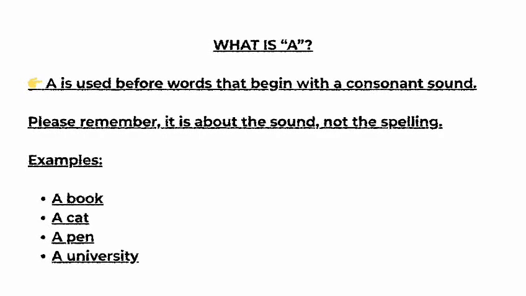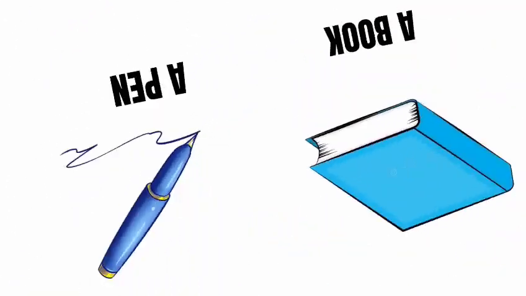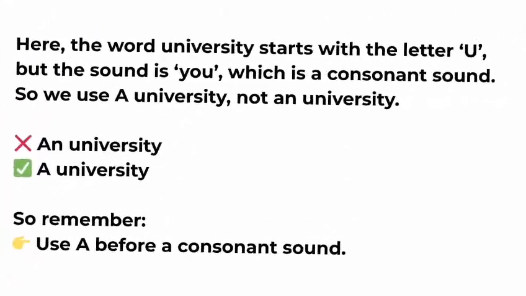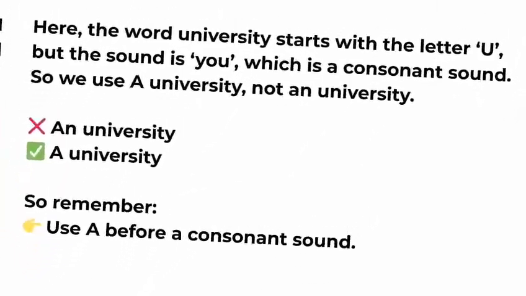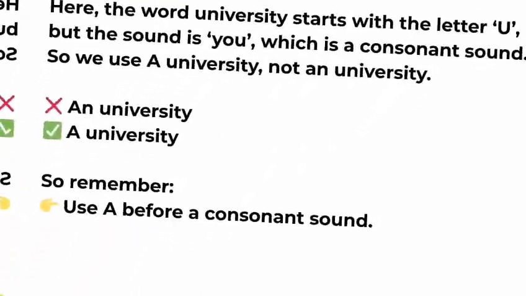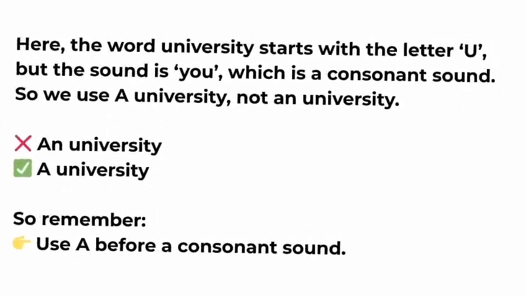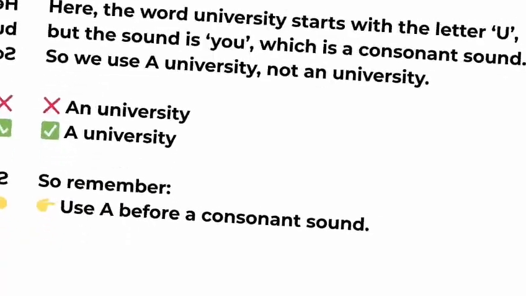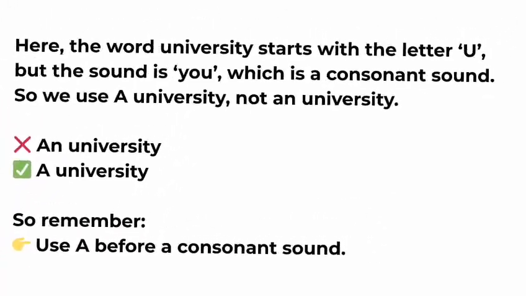Let us start with "a". "A" is used before words that begin with a consonant sound. Please remember, it is about the sound, not the spelling. Examples: a book, a cat, a pen, a university. Here, the word university starts with the letter U, but the sound is "yu", which is a consonant sound. So we use "a university", not "an university". So remember, use it before a consonant sound.